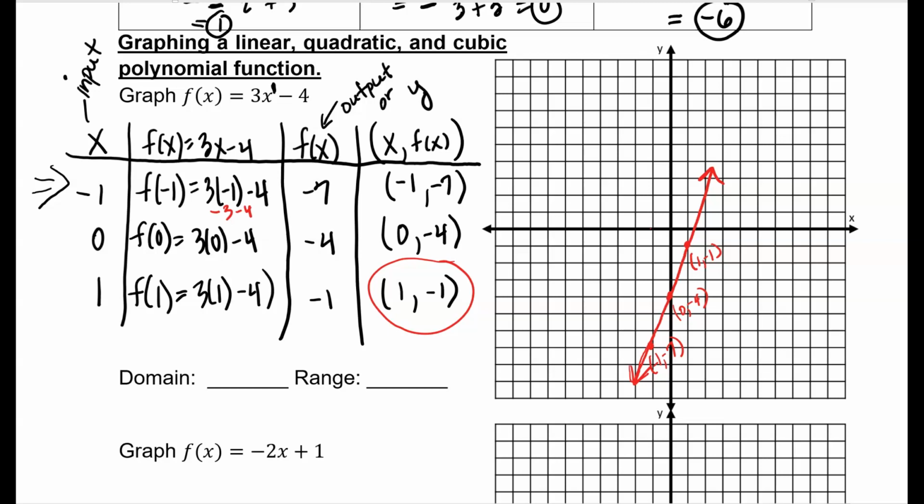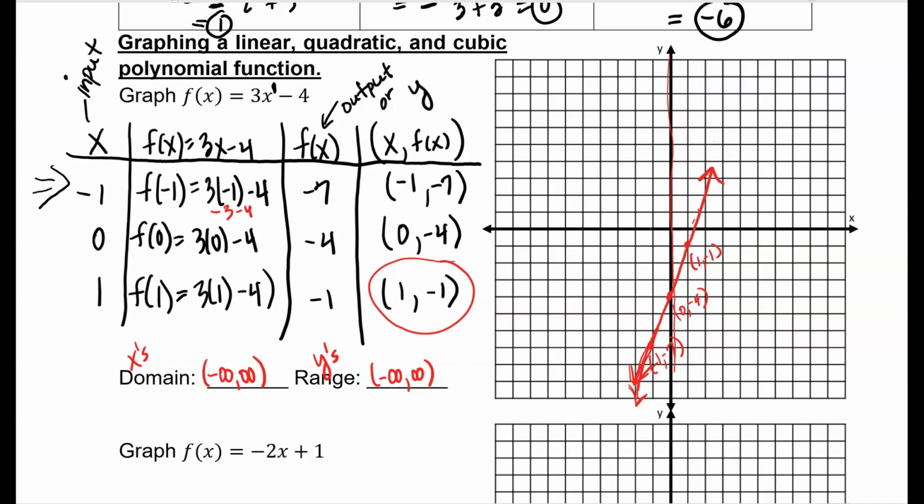So our domain pertains to the x's. So our domain is from negative infinity to positive infinity. Our range pertains to the y's. So our range will also be negative infinity to positive infinity, because if you look on the y-axis, this line is going continuously down this y-axis all the way to negative infinity, and it's continuously rising to positive infinity.